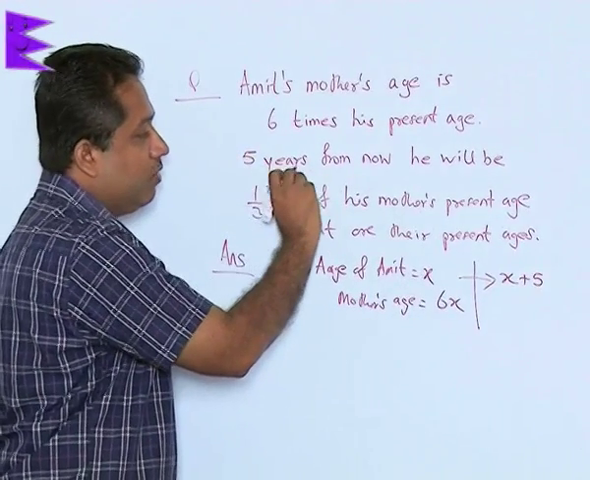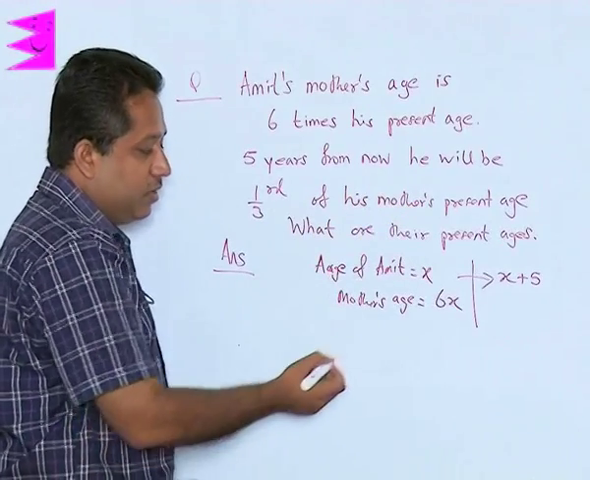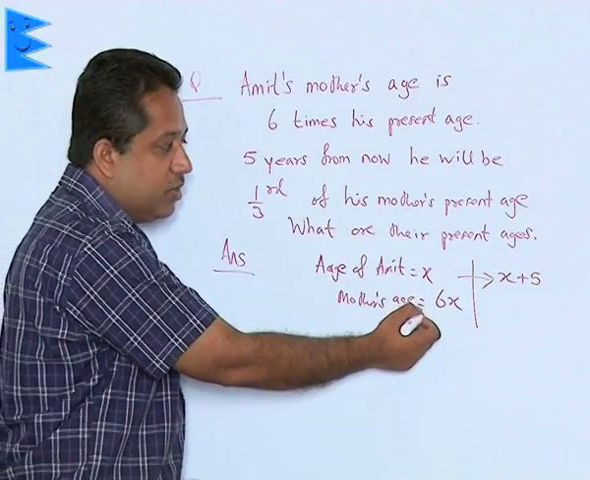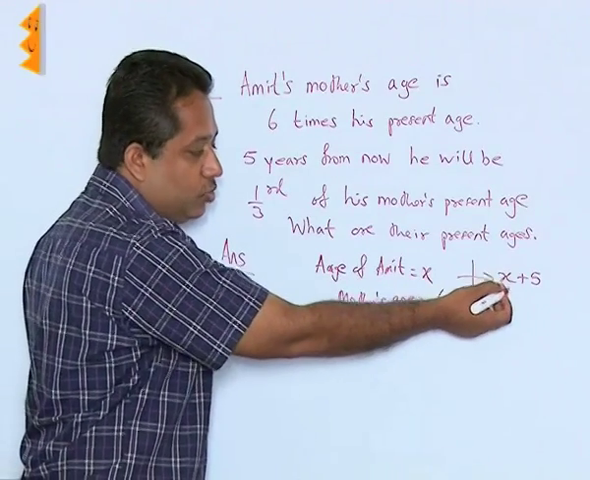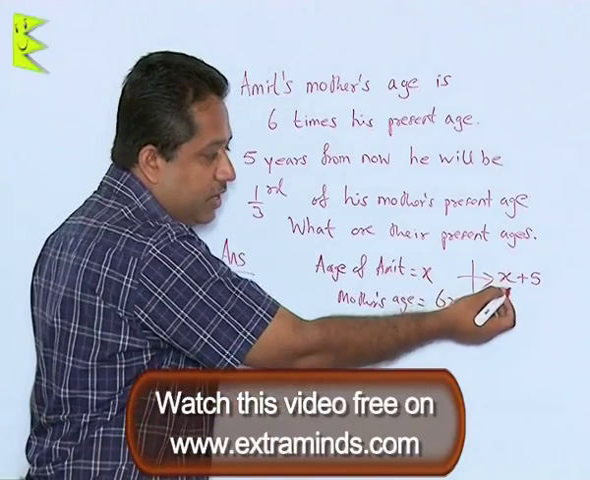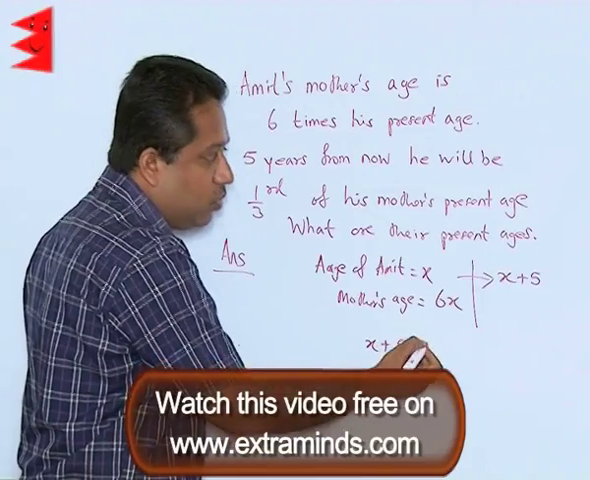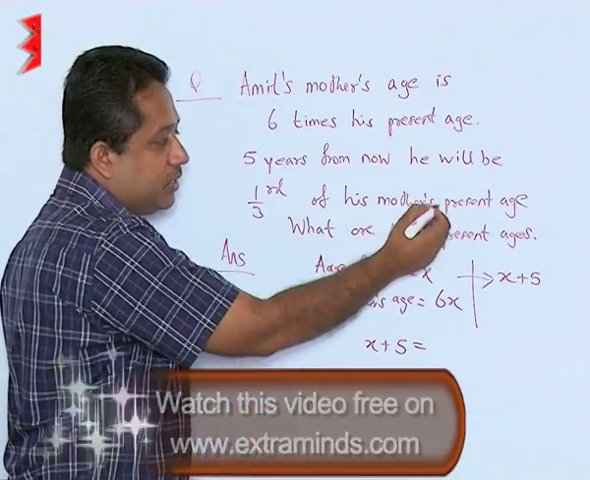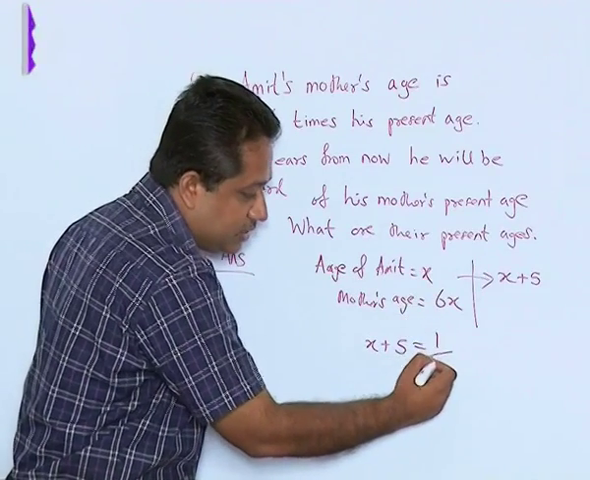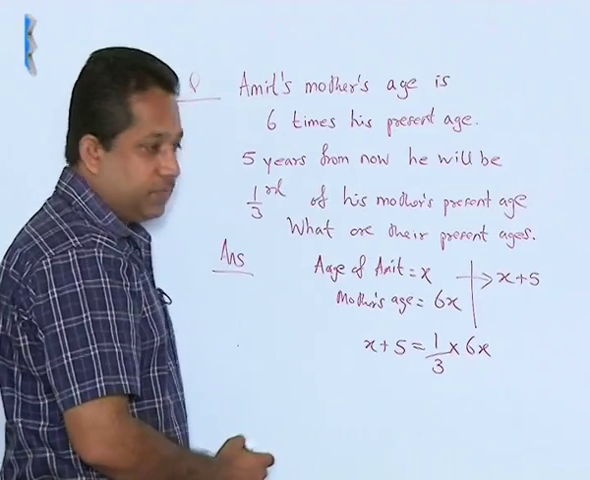As per the question, 5 years from now, he will be 1/3 his mother's present age. Please remember, in this question, do not add 5 to the mother's age, because he is comparing his future to his mother's present. So, we will add 5 only here. So, x plus 5 is equal to 1/3 of his mother's present age. The present age is 6x, that will remain as it is. So, this will be 1/3 into 6x.